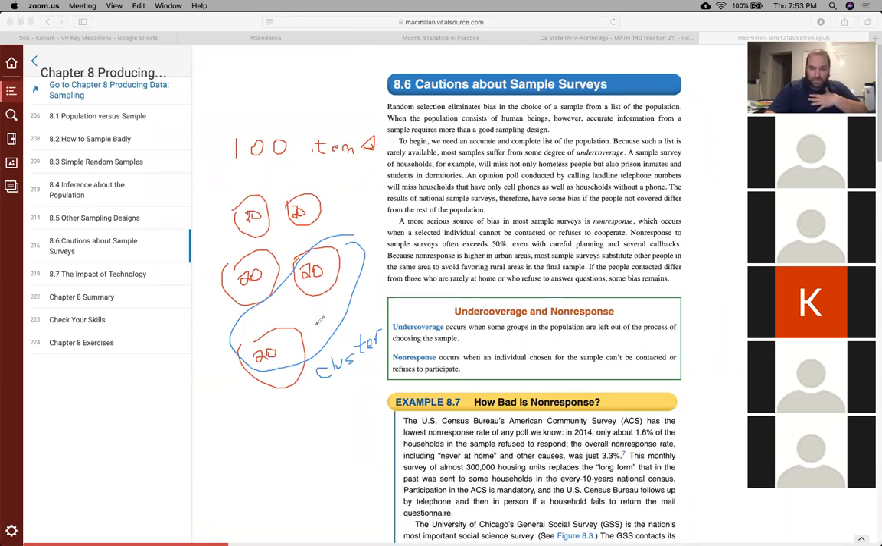Would you still take the SRS in a cluster? Well, not for a cluster, because for a cluster, you're taking the whole thing. So you don't have to take an SRS. But for the stratified, yes, you're taking an SRS from each one. Right? There's no SRS here because you're taking the whole thing.